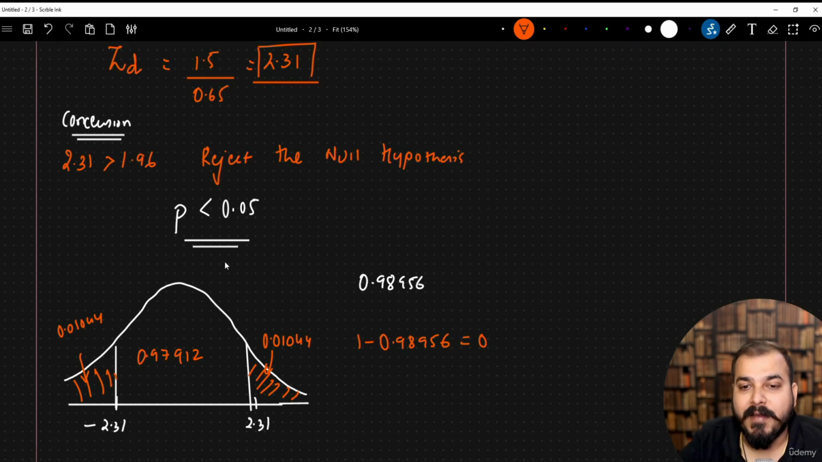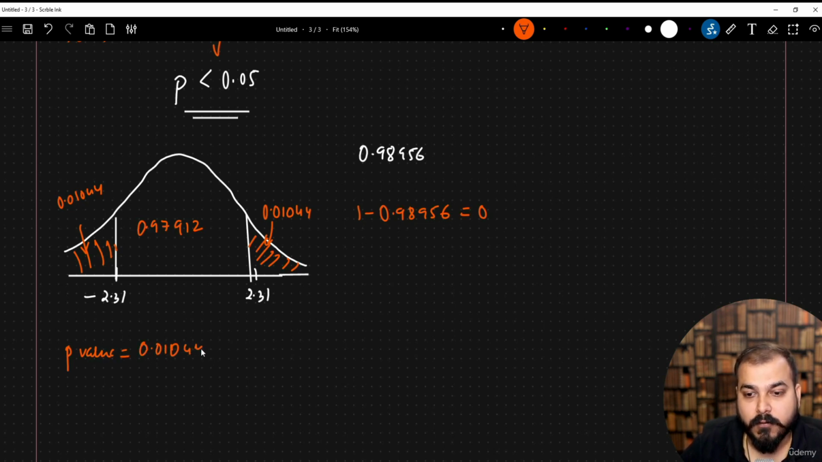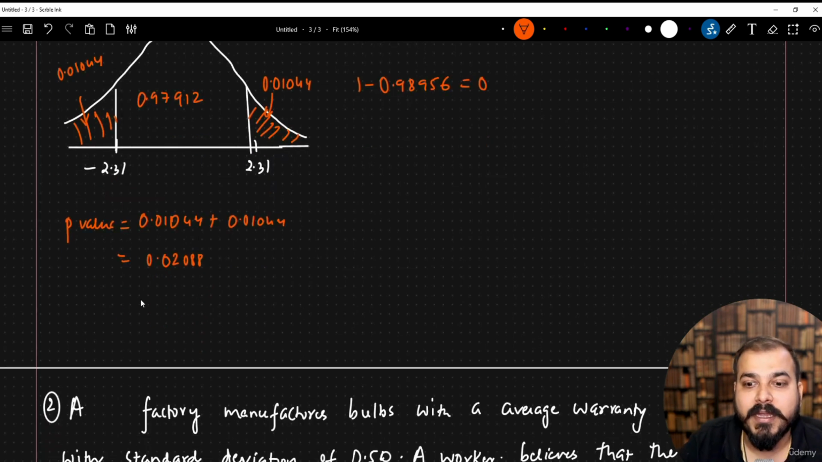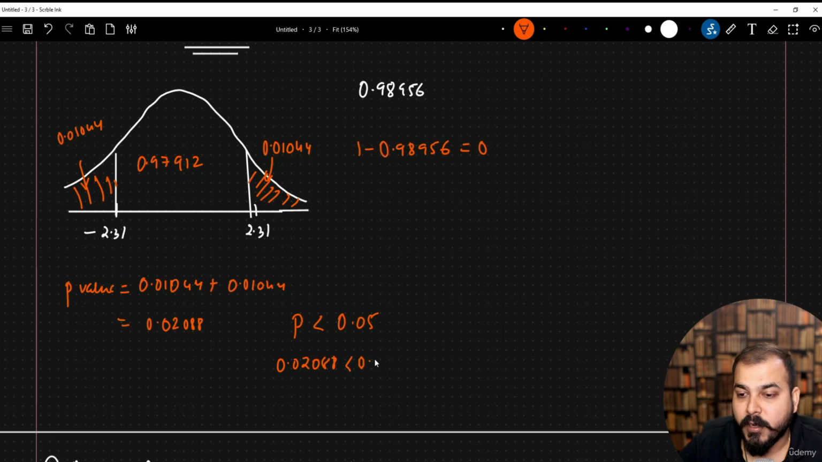Now, in order to calculate the p-value, see there are two ways. One is from the z-score, which we have done over here, and one is from the p-value. My p-value is basically calculated by adding up these two regions. So it is nothing but 0.01044 plus 0.01044, which gives 0.02088. Now we will check whether my p-value is less than 0.05. So obviously 0.02088 is less than 0.05.